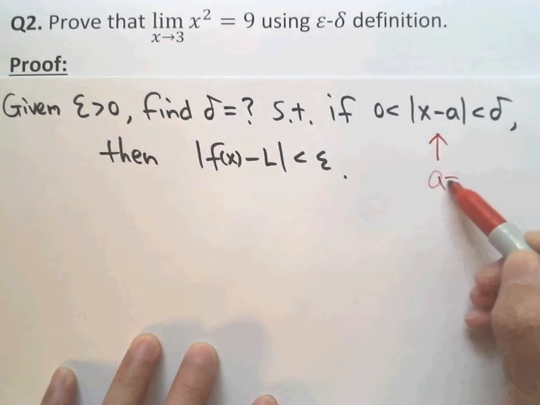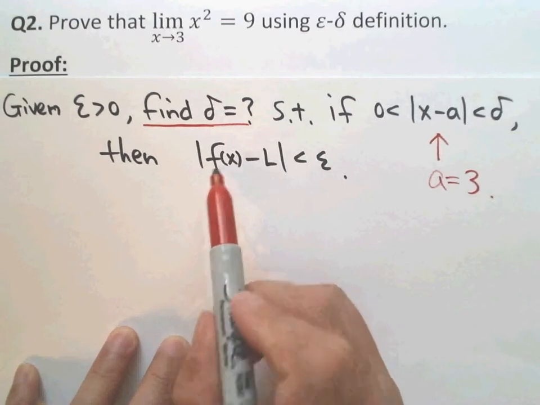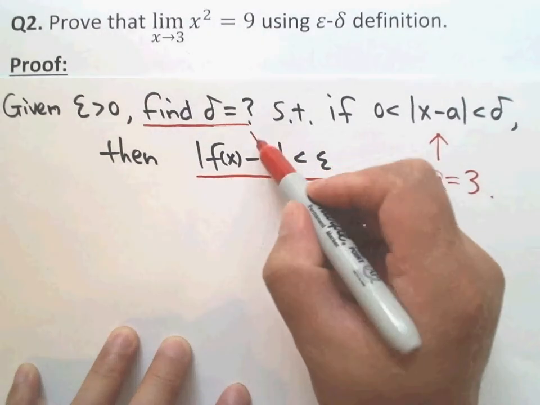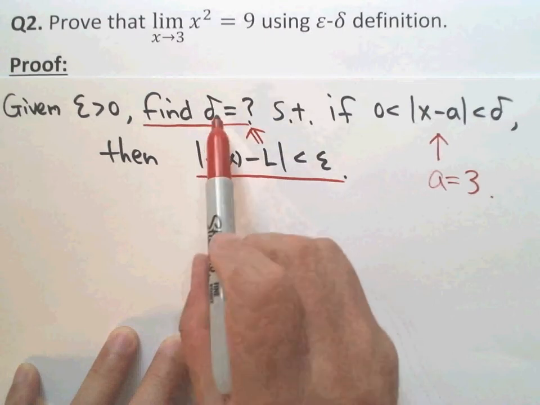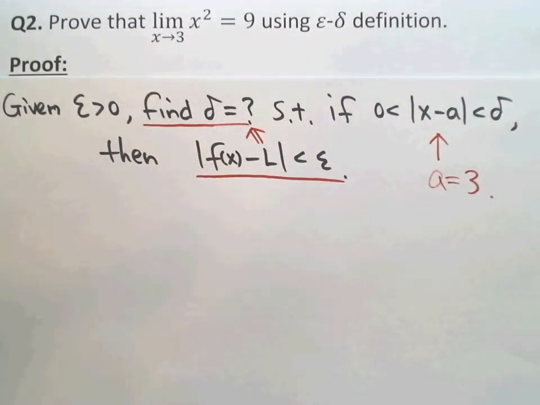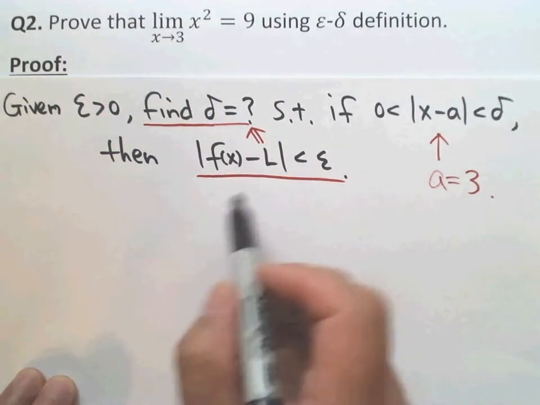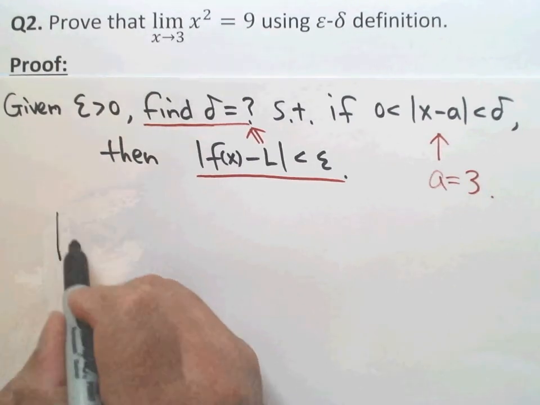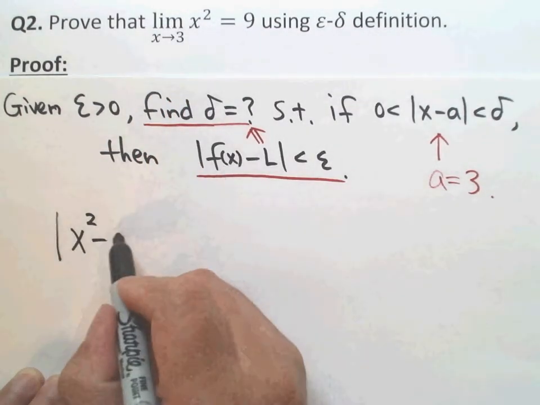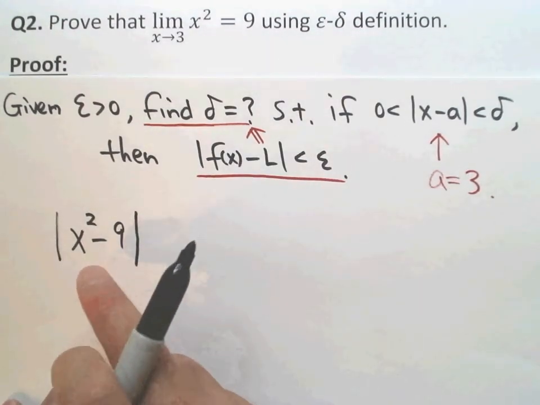Okay, so what is A in our question? It's 3. Okay, A equals 3. Good. And we need to find this. You know how to find it. From solving, right? Explore this inequality, but this time the solving is a little bit different. All we need to do is explore this inequality and find the delta. What is L? L is 9. What is f? x squared. Okay, so let me write this down. We explore this: absolute value of x squared minus 9 is less than epsilon.